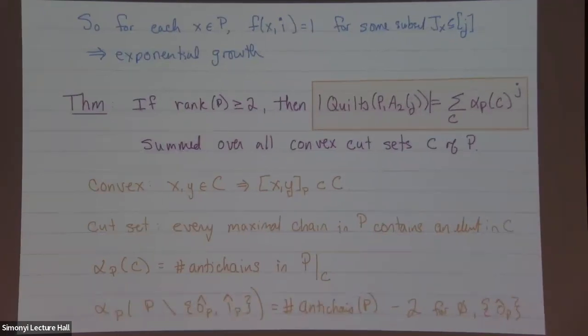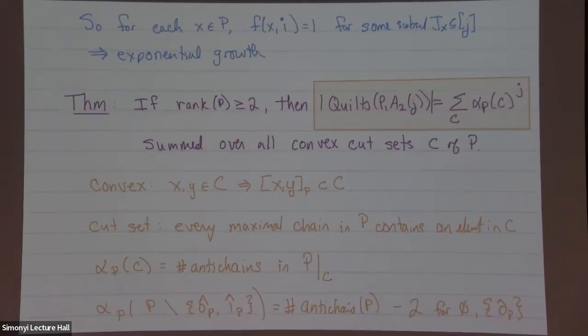And here's the theorem. As long as P actually is rank 2 or higher, then the number of quilts P crossed with A2J is always going to be the sum over some subset of special convex cut sets, of this number alpha P of C to the J. So let me tell you what the definitions mean there, but it's a sum of powers of numbers, and they depend on the poset. So here, convex cut sets. Convex just means if you have a pair of elements X and Y in C, then the whole entire interval between X and Y is also in C. That's a sort of convexity.